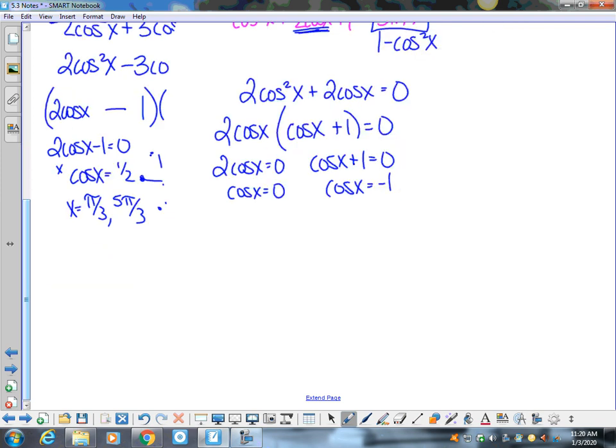So now I need to think about my unit circle, and I want to know where cosine is 0. Well, cosine is the x value, and x value is going to be 0 at north and south. So that's pi over 2 and 3 pi over 2. And cosine, again, which is x value, is going to be negative 1 way over here at pi. So it has 3 solutions.